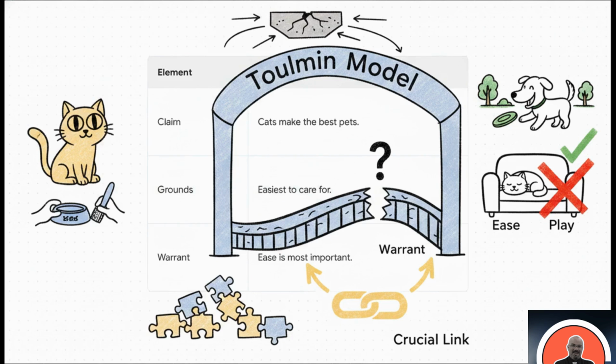Okay, but you still need a bridge between those 2 points, and that bridge, that is the warrant. The warrant here is the unstated assumption that ease of care is the most important aspect to determining what makes the best pet. See, if your audience defines a good pet as one you can go play frisbee with at the park, your warrant completely fails, and dogs win. The warrant is that absolutely crucial link connecting their data to your main claim. Without it, the whole logic just falls apart.